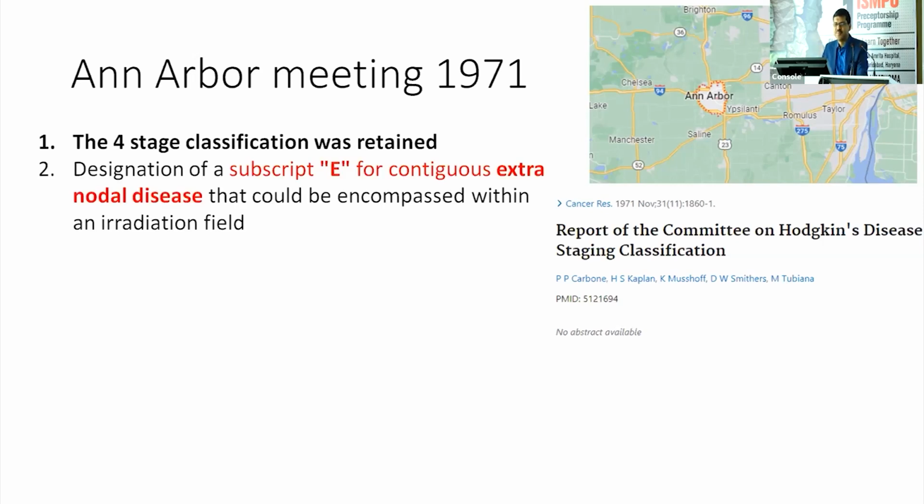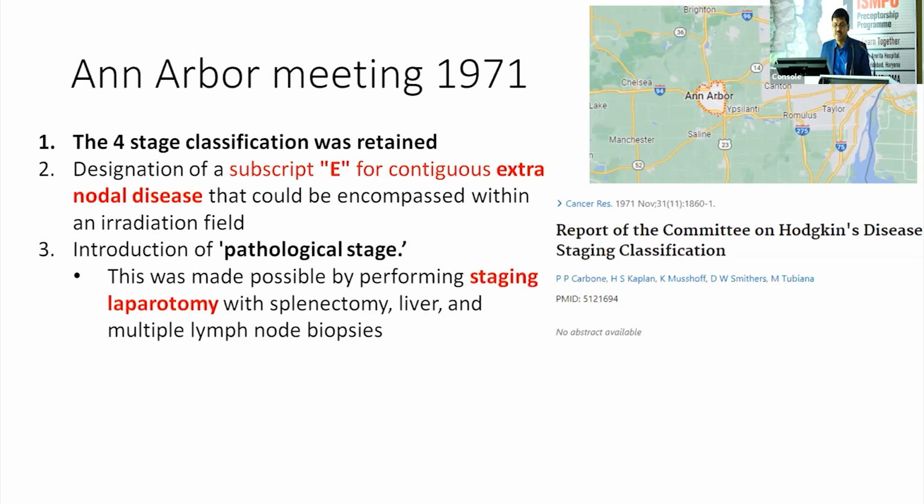So what changed? They retained the four-part, or 4-stage, classification. Now, in the Rye classification, B symptoms were introduced. In Ann Arbor, subscript E is for extranodal site, and it is given for any contiguous involvement of an extranodal organ from nodal disease, which could be encompassed within one irradiation field. I think it remains unchanged till today, and this was a major addition in the Ann Arbor classification.